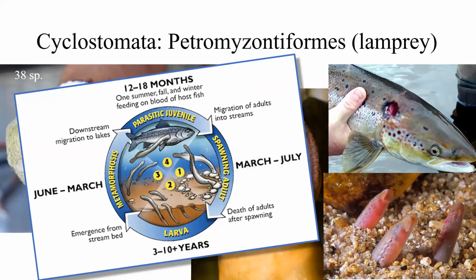What is so cool about a lot of lamprey, not all, but a lot of lamprey, is that their babies look like this. These are baby lamprey that aren't parasites yet. They park their little butts in the sand and then they filter feed from the water. They bring it into their mouth, pass it over their gills, and filter out food particles.